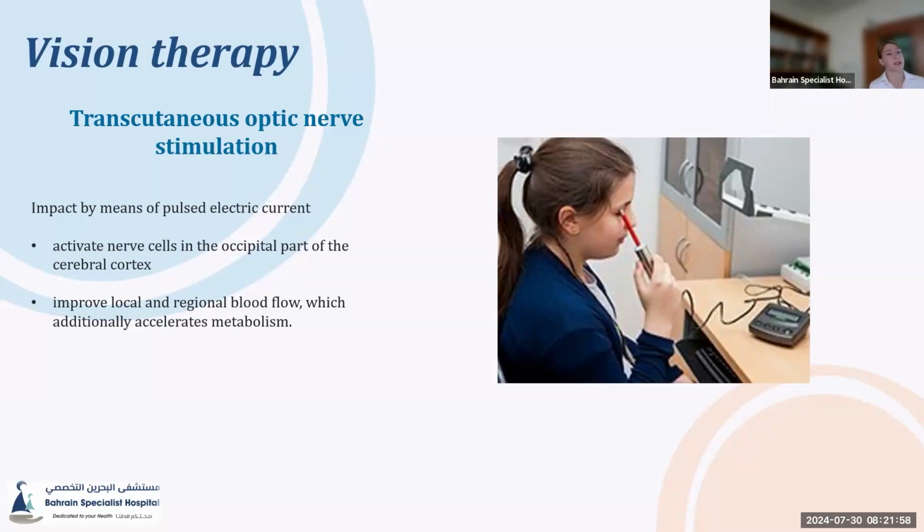It works by activating nerve cells in the occipital part of the cerebral cortex, where the visual cortex is placed, improving local regional blood flow, and additionally accelerating metabolism. Also, it activates cell membranes to make them work properly.